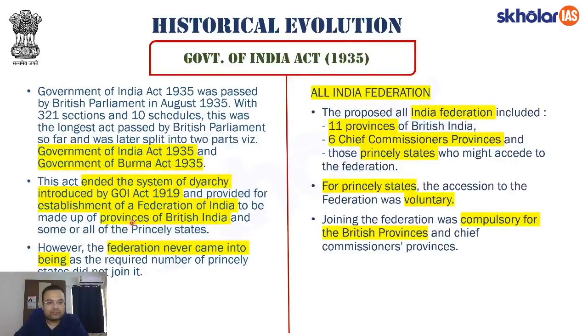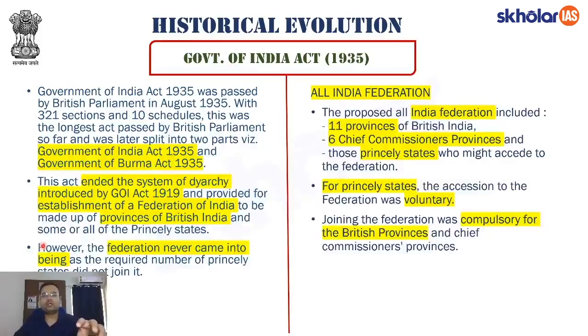Okay, so it provided for the establishment of a Federation of India, to be made up of the provinces of British India and some or all of the princely states, right? However, the Federation never came into being. This again is a point which has been asked in the prelims exam. What exactly does it say?